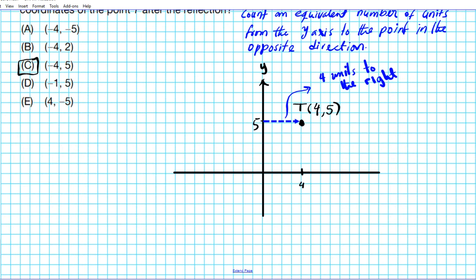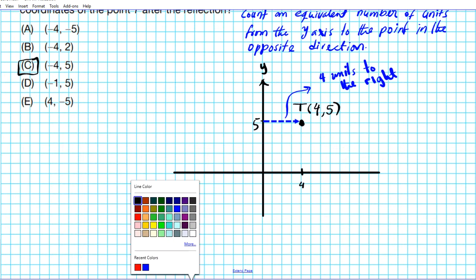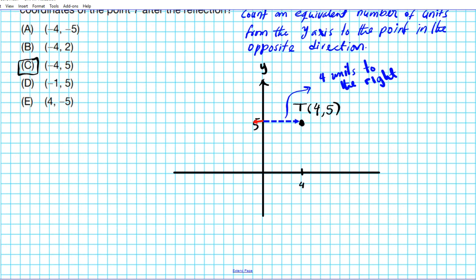Okay, now if you want to reflect, you're going to do the opposite. Since you went 4 units to the right, you're going to go 4 units in the opposite direction, which is to the left. So you're going to go 1, 2, 3, 4. 4 units to the left tells you where the point is going to be when you reflect it across the y-axis. So this coordinate right here is my reflected point T prime. Okay, so it's going to be 1, 2, 3, 4. Negative 4 right here. So T prime is going to be negative 4, 5.